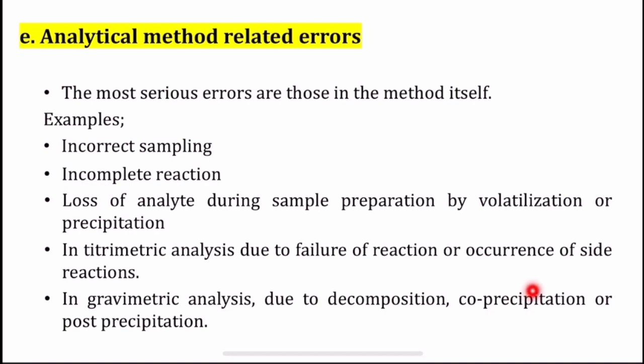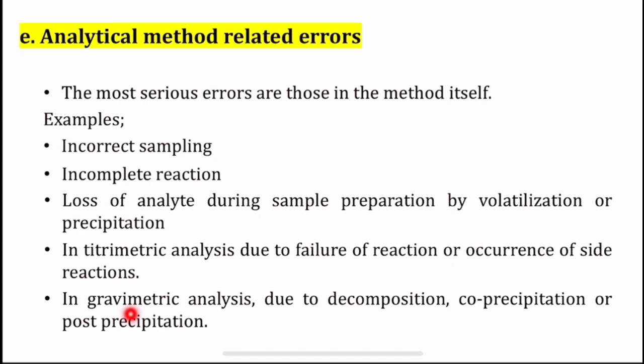Co-precipitation occurs when impurities or other substances present in the solution are inadvertently incorporated in the precipitate along with the analyte. This can lead to an overestimation of the analyte concentration, as the measured mass of the precipitate includes both the analyte and the impurities.